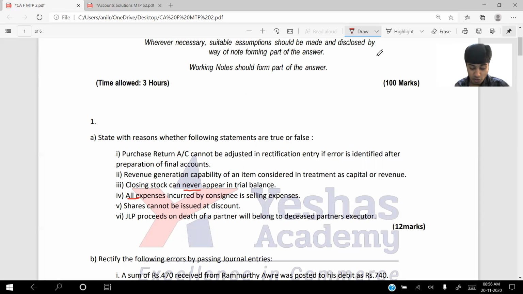JLP proceeds on death of a partner will belong to the deceased partner's executors. Okay. What is JLP? It is a joint life policy. It is a policy taken by the partnership firm on the lives of all the partners.